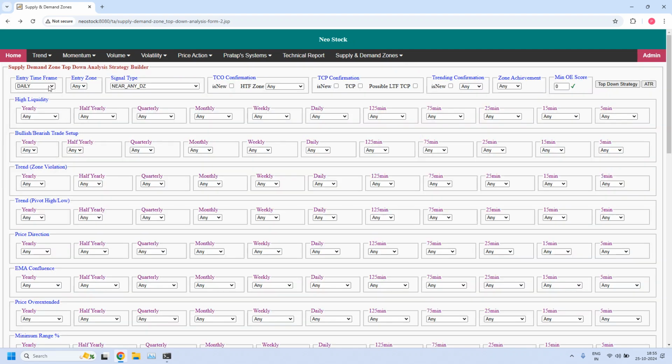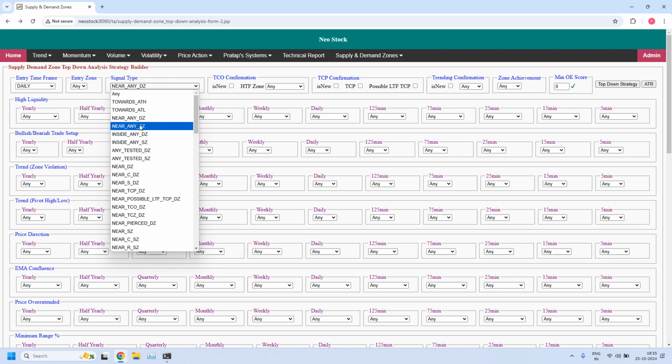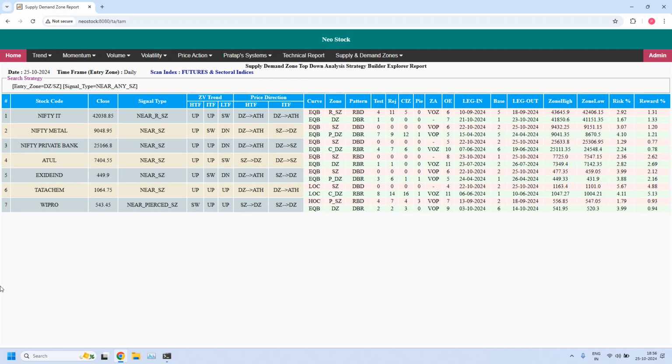Next for daily time frame, let us find the stocks near daily supply zone. 7 stocks are filtered. Let's identify high liquidity zones if any. The first one, NIFTY IT, is an indices, so we can leave this, not listed in F&O. We don't have any high liquidity supply zones from this list, from the daily time frame.